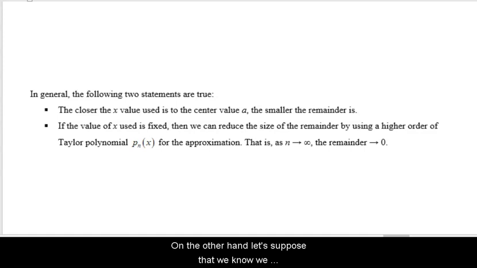On the other hand, let's suppose that we know we need to use x equal 1.1, so that value is fixed. If the x value is not going to change, we can still reduce the size of the error or the size of the remainder by using a higher order of Taylor polynomial for the approximation. The more derivatives we match, the more closely and the wider the interval is over which the polynomial is a good approximation for the function. So the more terms and the more derivatives we take, as n goes to infinity, the remainder, which is the error, will start to approach 0.